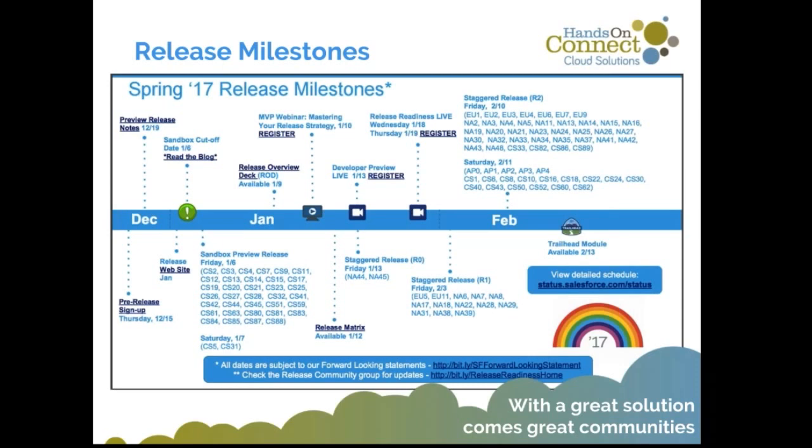The next item is the Release Overview deck. That was available in January and kind of highlights the features that are going to be coming, what to look for in the Spring 17 release. The most important milestone probably is the staggered release. For Spring 17, that occurred on February 23rd, and this coming weekend on February 10th and 11th. We'll go into that in more detail later.